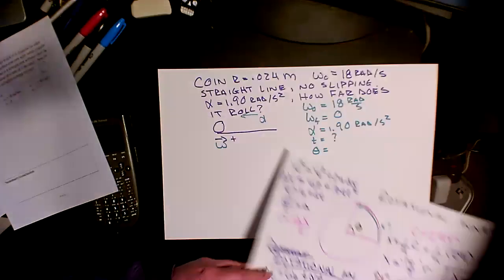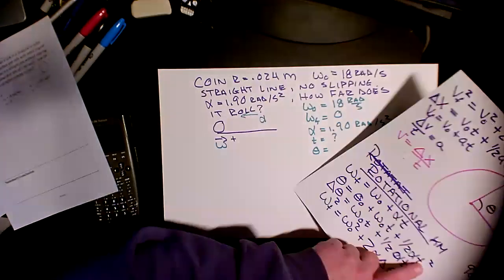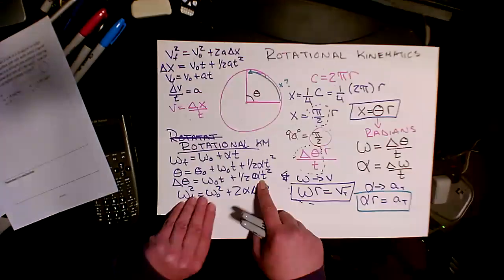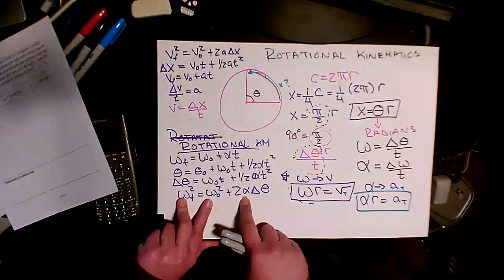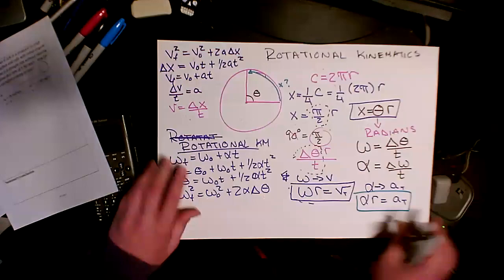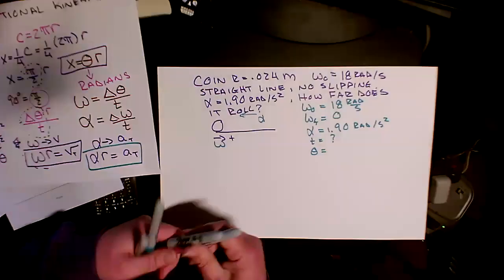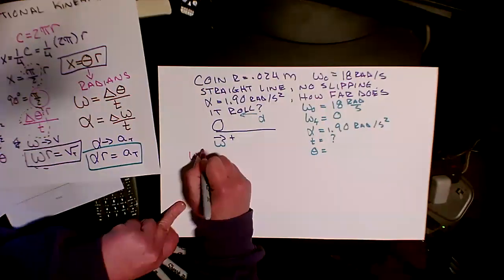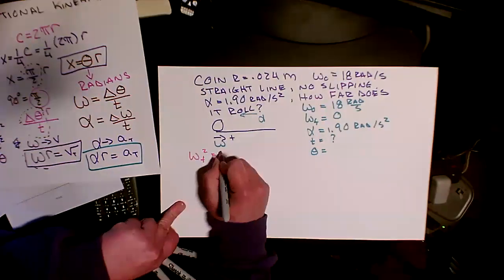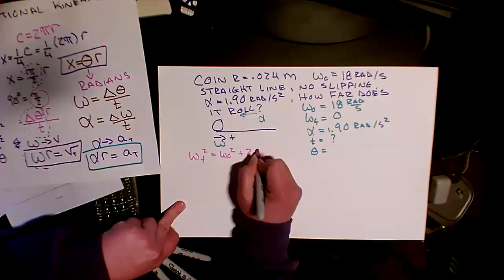We have 2 omegas and an alpha. I don't have time, so that won't work. I have an omega final and an omega initial. I have an alpha. I can solve for theta this way. So let's use that one. So I can go omega final squared equals omega naught squared plus 2 alpha delta theta.